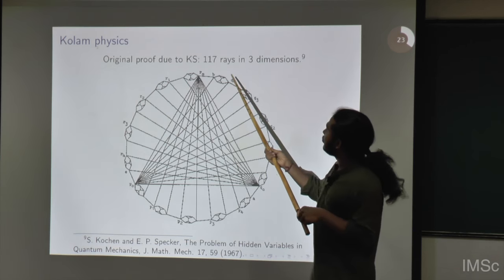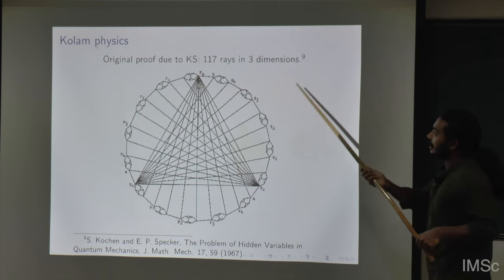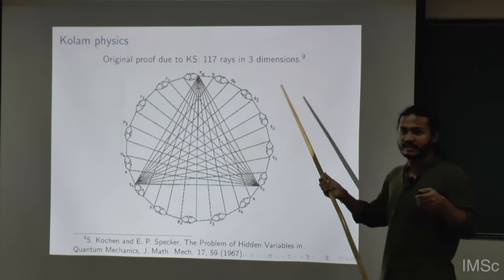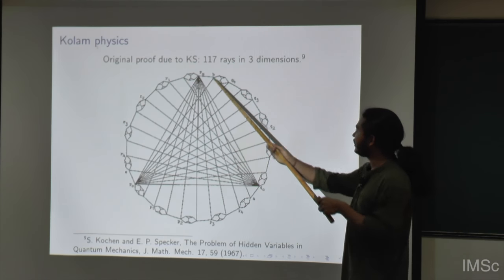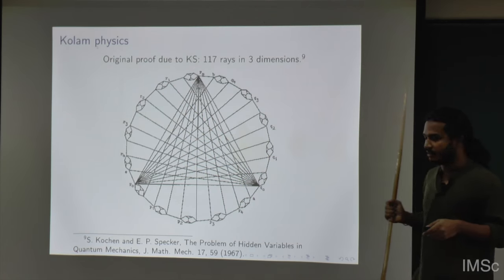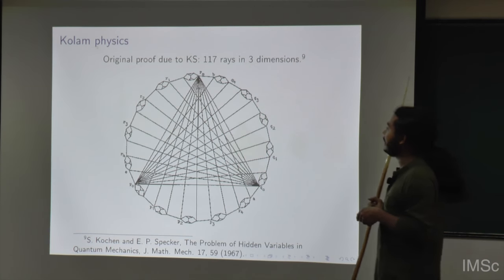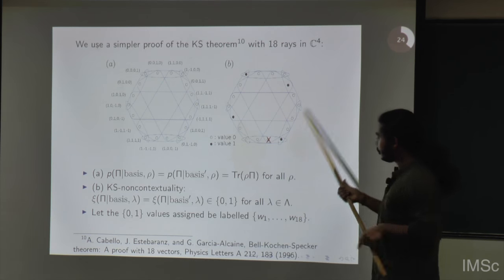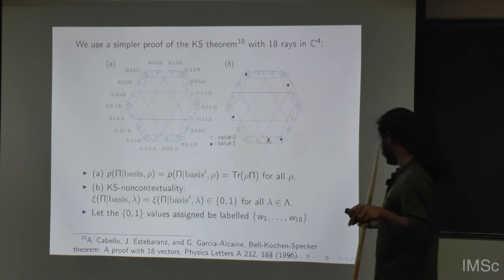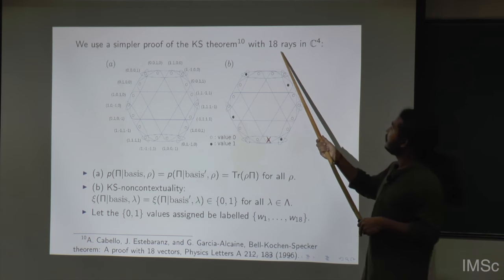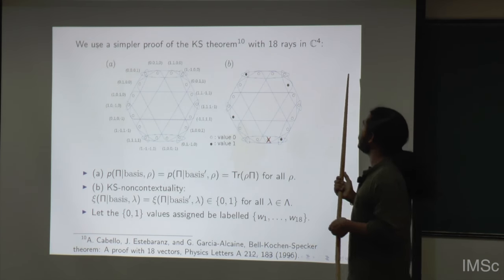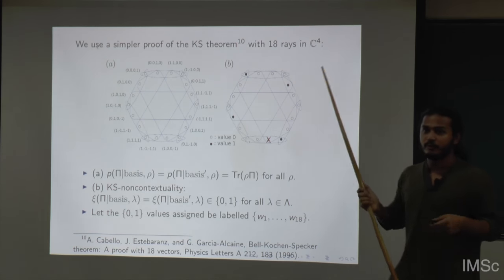Okay. So the original proof of the Kochen-Specker theorem required 117 states in three dimensions. These are pure states, like rays in three dimensions, and this was the orthogonality graph for those rays. We're not going to use this to understand the Kochen-Specker theorem. There's a much simpler proof, due to Cabello, Estebaranz, and García-Alcaine, which uses 18 rays in a four-dimensional Hilbert space. So there are 18 pure states, and you build your proof out of that.